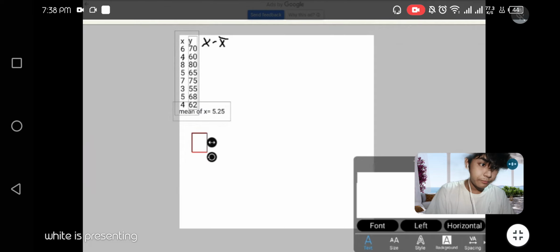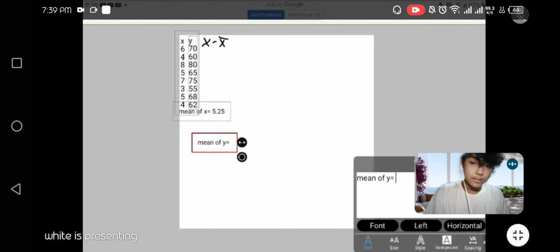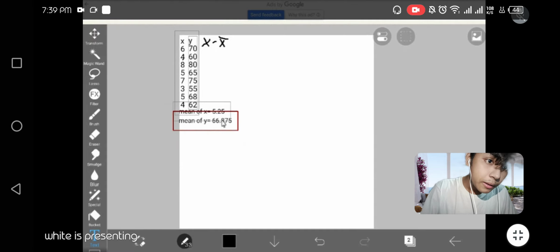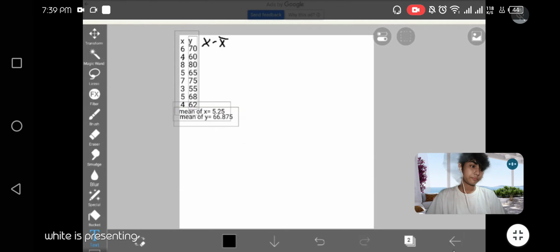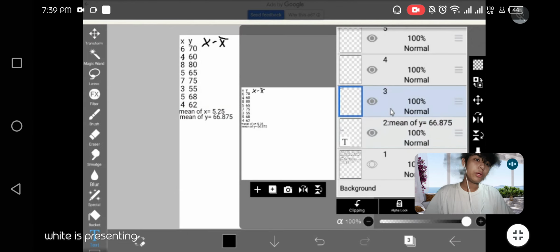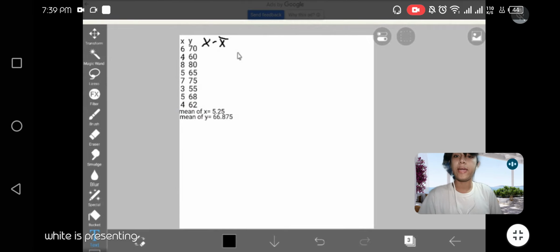So, the mean of Y is 66.875. Now we're going to identify their X minus X bar. In order to get that, we need to subtract the mean of X from each of the X values.